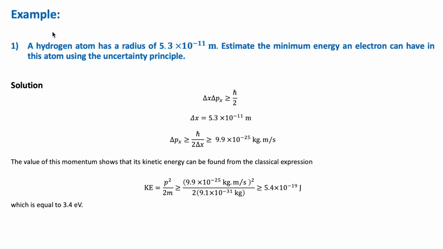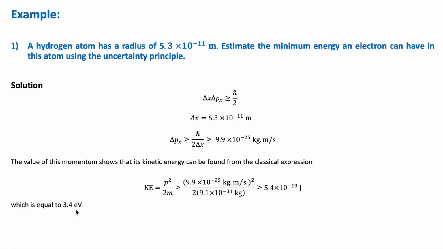So let's solve now two examples. In the first example, a hydrogen atom has a radius of 5.3 times 10 to the minus 11 meters. And we want to estimate the minimum energy an electron can have in this atom using the uncertainty principle, okay? So using this equation, and if we substitute for delta x, we get delta px is greater than or equal to 9.9 times 10 to the minus 25 kilogram meter per second. And this value of the momentum shows that the kinetic energy can be found from this classical expression instead of the relativistic expression, and we get the kinetic energy is greater than or equal to 5.4 times 10 to the minus 19 joules, which is equal to 3.4 electron volt, okay?